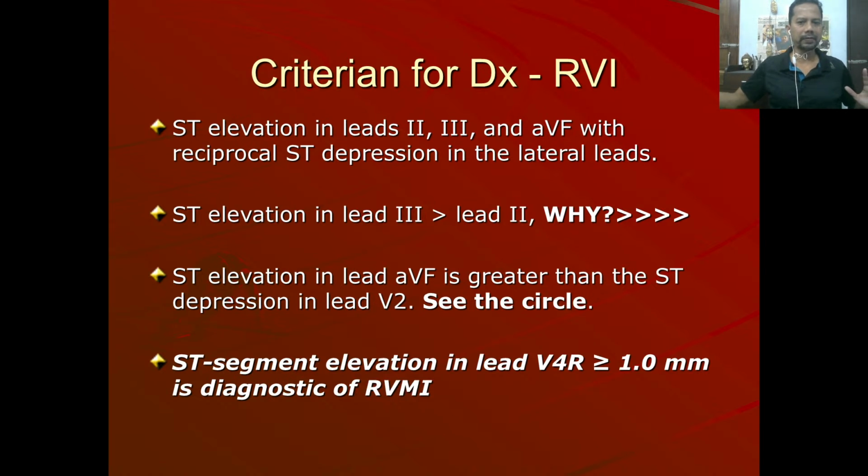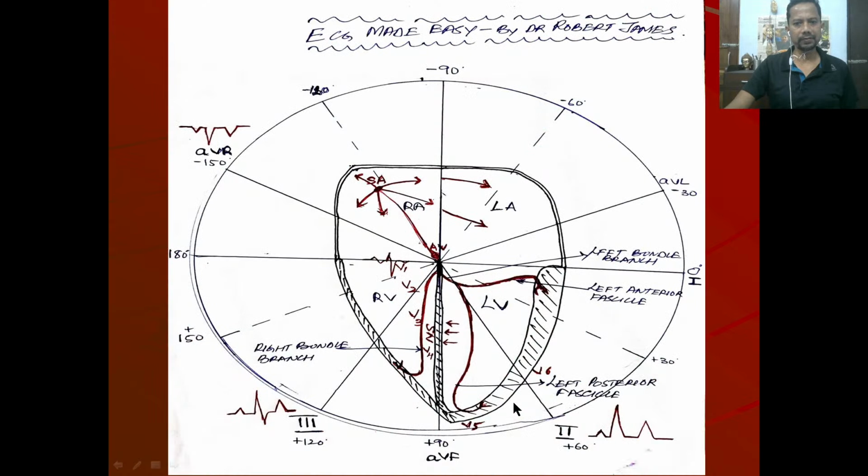Okay, lead 2 is on the left side, towards the left ventricle side, and lead 3 is towards the right ventricle side. So just imagine. Then ST elevation in lead AVF is greater than ST depression in V2. Now again the circle will see. ST segment elevation in AVR of more than 1 millimeter is diagnostic of RV infarction.